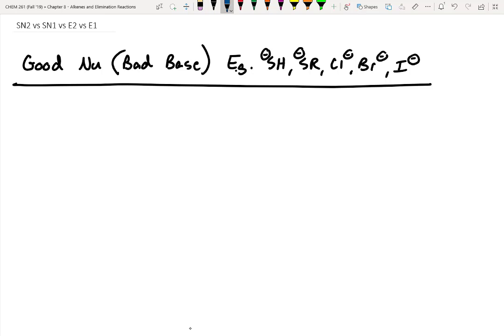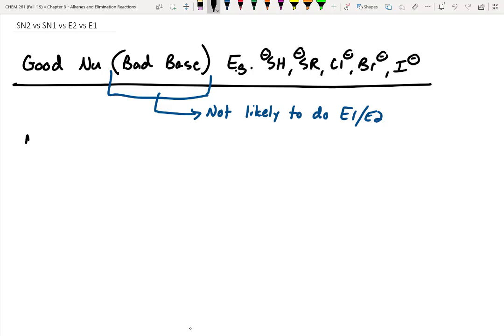If we think about this, the fact that it's a bad base rules out what sort of reactions? Elimination. So we could say this means that it's not likely to do E1 or E2 because we need a base for E1 or E2 chemistry. All right, so that means it must be SN1 or SN2. That kind of limits it. So let's make a note.